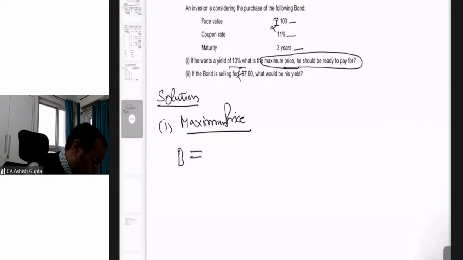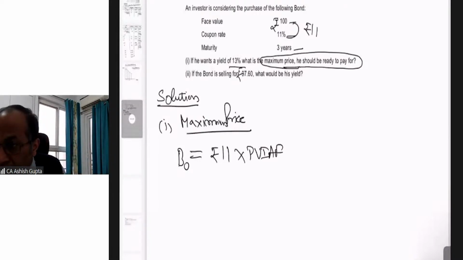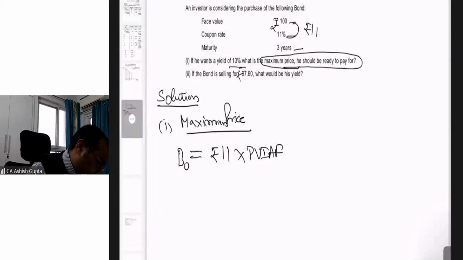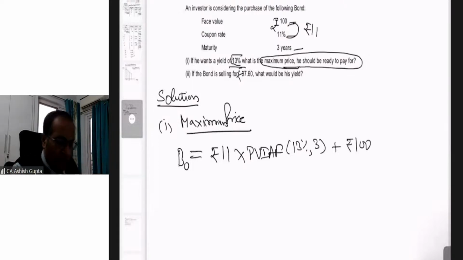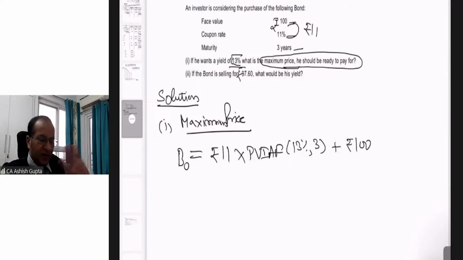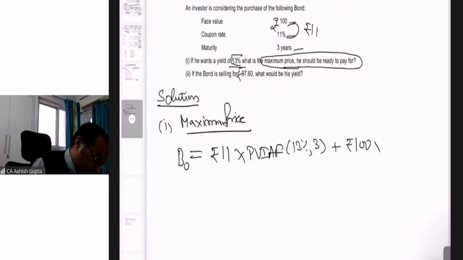So we compute simple rupee, because coupon is 11. So our per-year interest will be 11 rupees into PVAF, present value annuity factor. Since my yield is 13%, I will use the factor of 13% for the 3 years, plus rupees 100, that is maturity. Student, please note if nothing has been mentioned in the question, then it is always presumed that it will be redeemed at par. Present value factor, not annuity. Here it is the present value factor at 3.